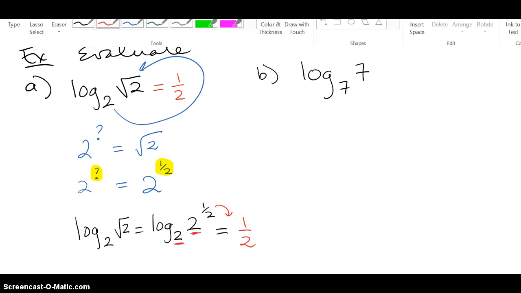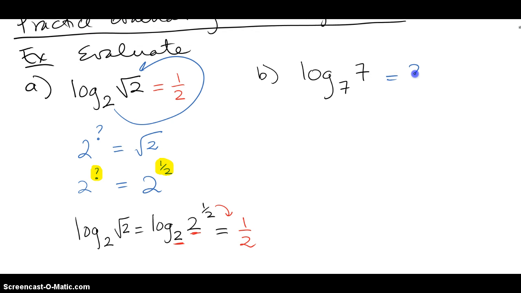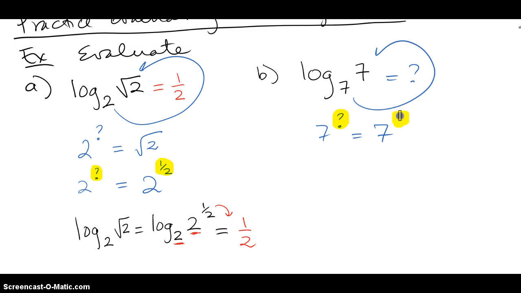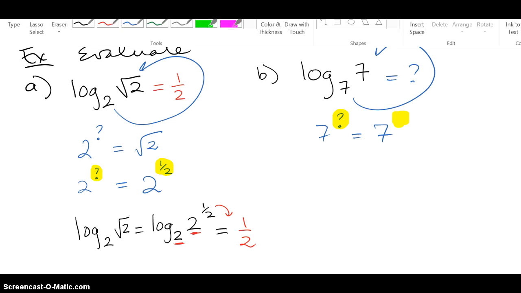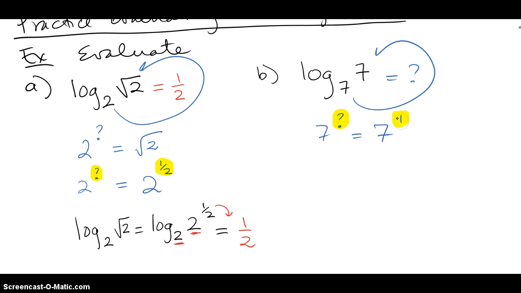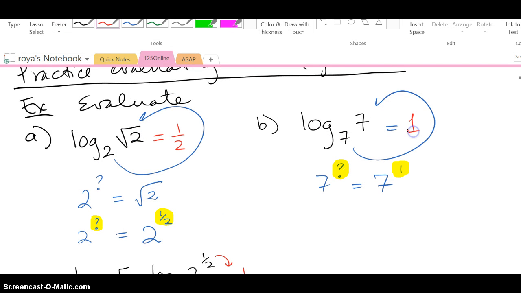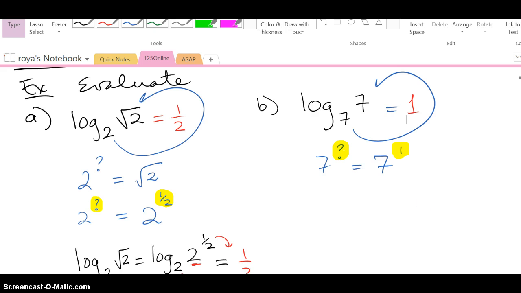Same thing for part B. I can say, well, I'm going to do the circle. I don't know what this equals, so I'm going to say 7 to the what gives me 7. Well, the exponent must be a 1 if these two items are to be equal, because there's nothing involved other than an exponent of 1. So my answer must be 7 to the 1 gives me the 7 that I was looking at.